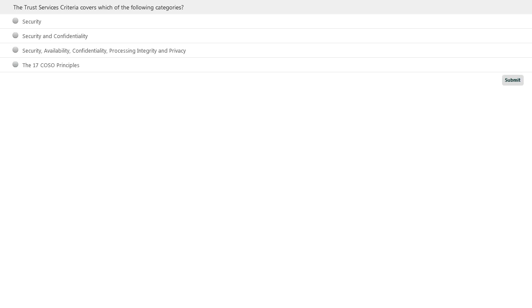So that brings us to our next polling question and sets us up for our next discussion here. This polling question, again for CPE credit, asks: the Trust Services Criteria covers which of the following categories? This is to see how the audience was paying attention. Security is the first. Security and confidentiality is the second. Security, availability, confidentiality, processing integrity, and privacy is the third option, or the 17 COSO principles is the fourth.